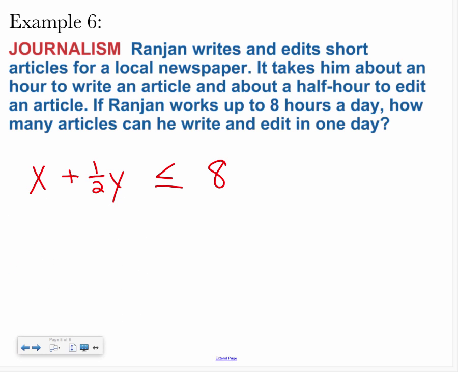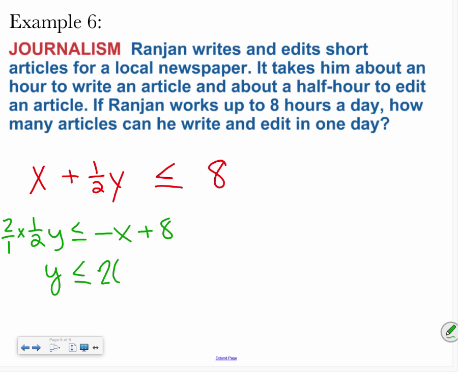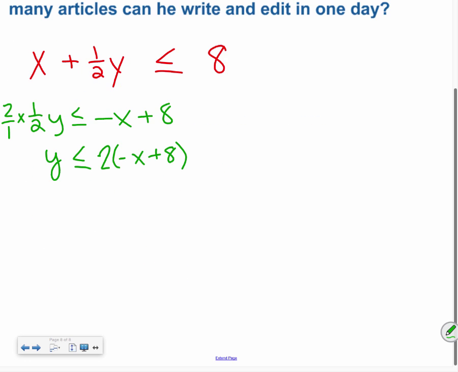Then if we solve for y, just like we've been doing, we can say 1/2 y is less than or equal to negative x plus 8 if I subtract x from both sides. Then I want to get y by itself, so I have a 1/2 times y. In order to get y by itself, I can multiply by 2, because if I multiply this by 2 over 1, I end up with just y. So then if I multiply this side by 2, I have y is less than or equal to negative 2x plus 16.